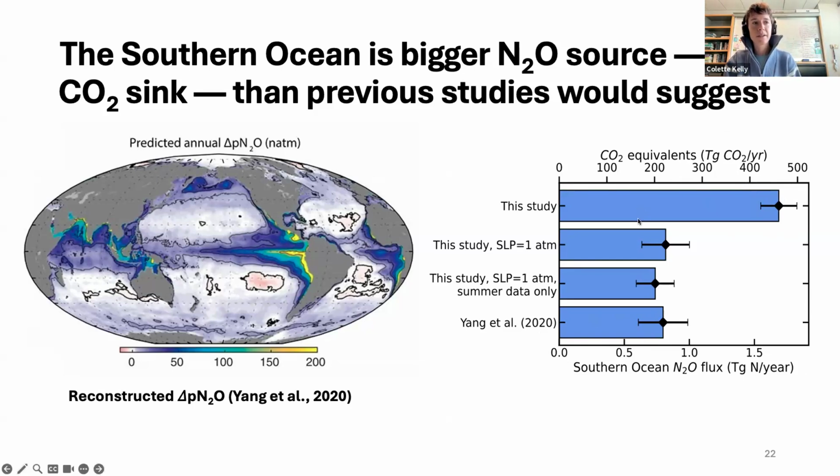Interestingly, when we look at our estimate of the Southern Ocean nitrous oxide source assuming 1 atmosphere of barometric pressure, and also only taking the summertime data into account, our float-based number is within error of this previous estimate. And in fact, it matches up pretty well. So this is a good control on this whole method of applying machine learning to float data to predict N2O.